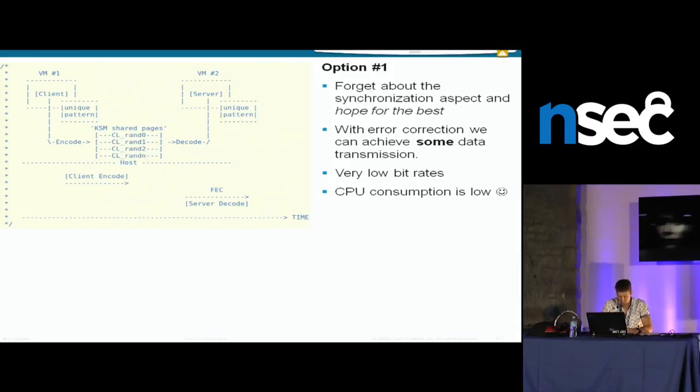There are a couple of options that I thought through. One of them is basically to forget all about that synchronization aspect because it looks pretty complex to solve, and with error correction set to the roof, I can probably achieve some transmission. The idea is that the client and the server are floating around in their own time space, and at some point in time they will overlap and there will be some transmission. It will give a very low bit rate, obviously, and the CPU consumption is going to be low. That's good, because that's what we want. We don't want to be detected by anyone monitoring processes on the system, so we don't want to burn CPU.